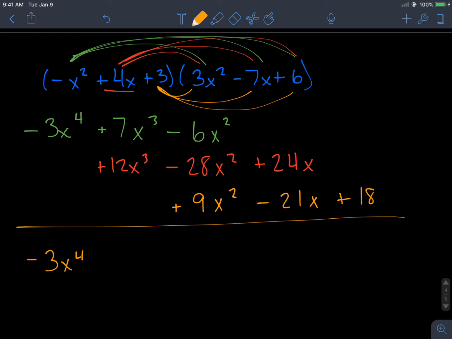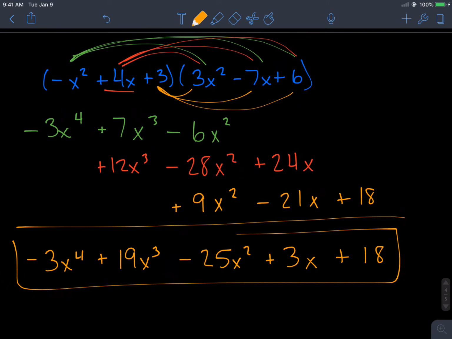Negative 3x to the 4th plus 19x cubed. What do we got here? Minus 34 plus 9, so negative 25. Negative 25x squared plus 24 minus 21, so that's a positive 3x plus 18, all at the end.